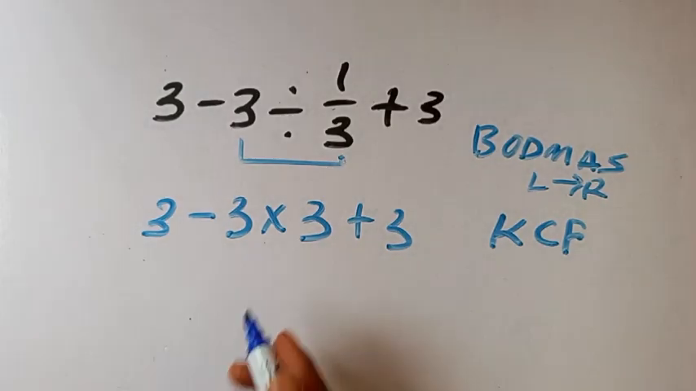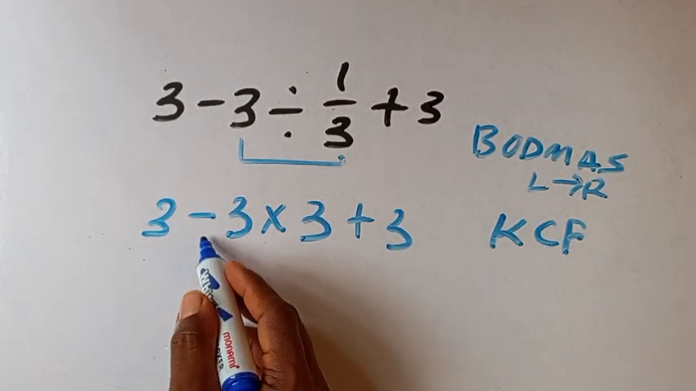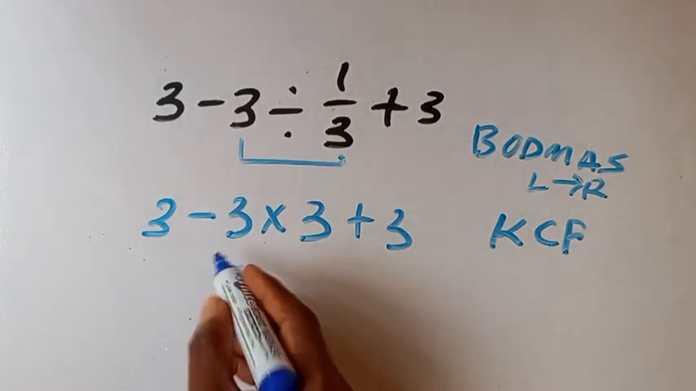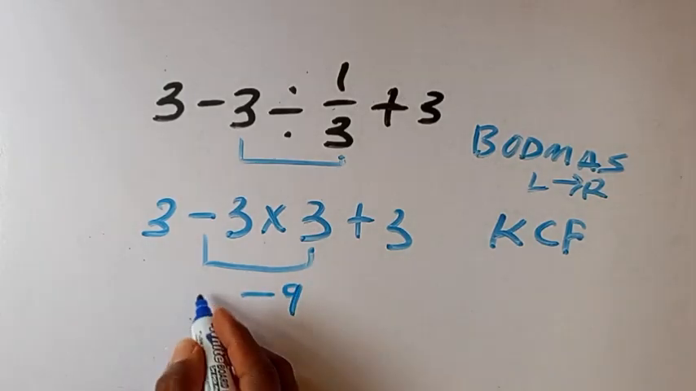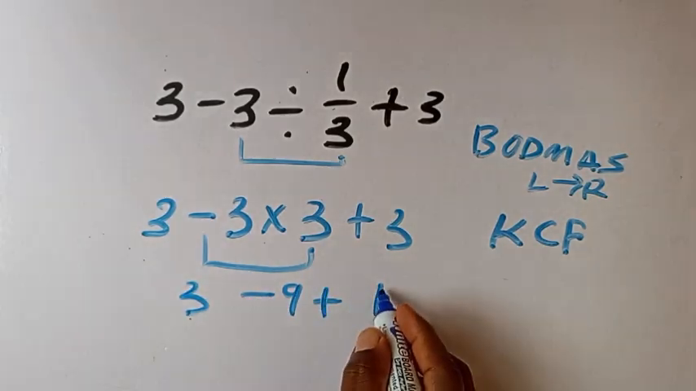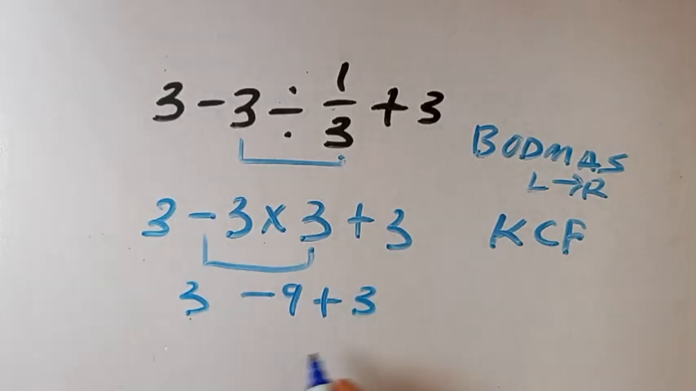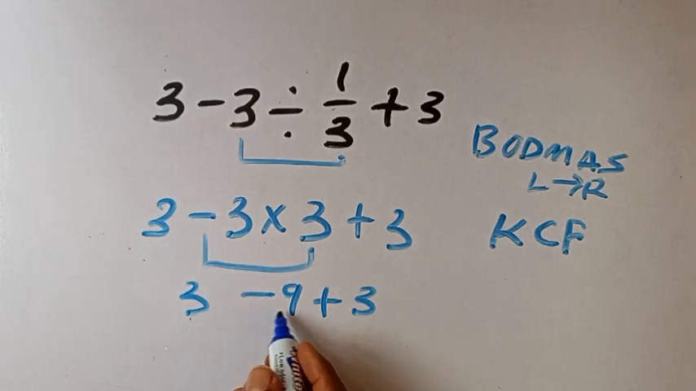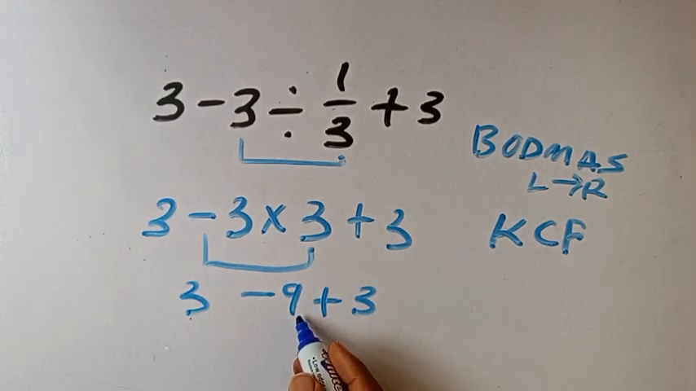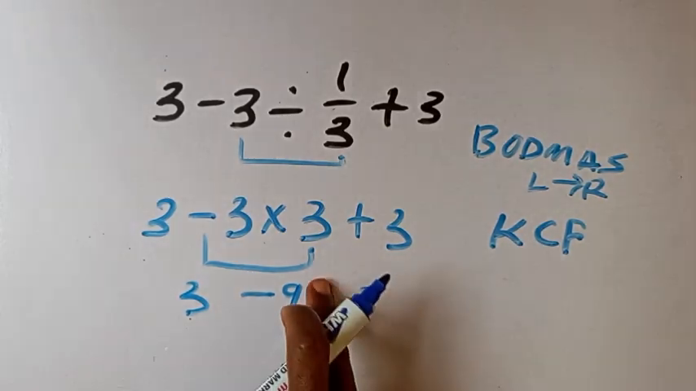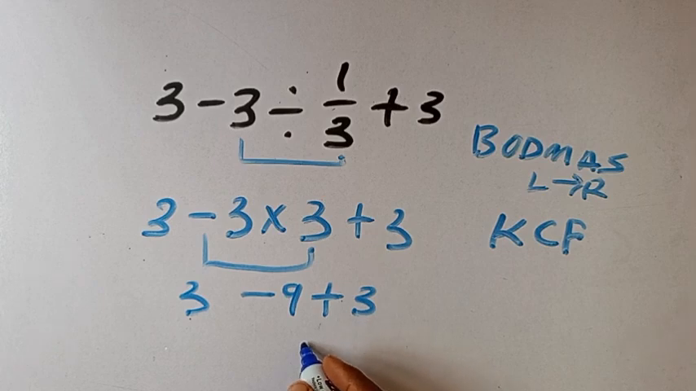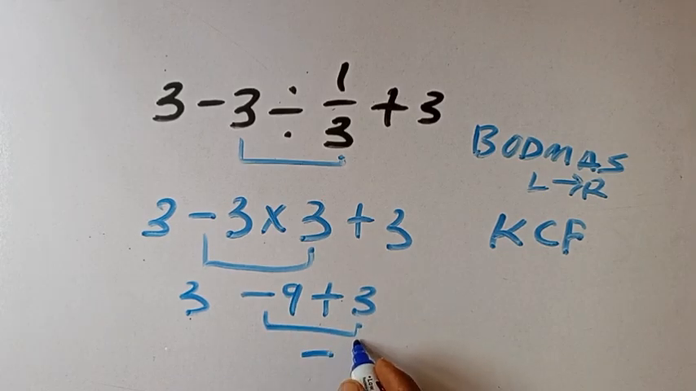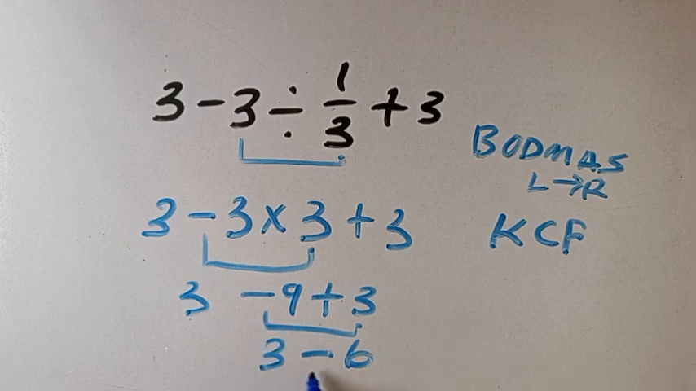So now what do we do? We have to do the multiplication first, right? Minus 3 times 3 will give us minus 9. So we have 3 minus 9 plus 3, right? So minus 9 plus 3 will give us minus 6. Now 3 minus 6 is equal to minus 3.